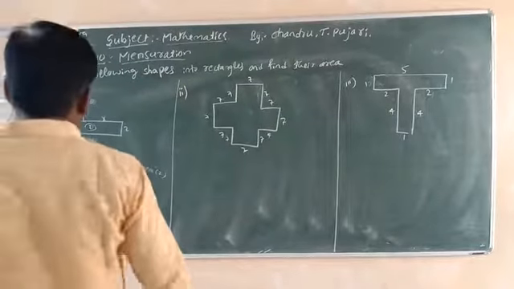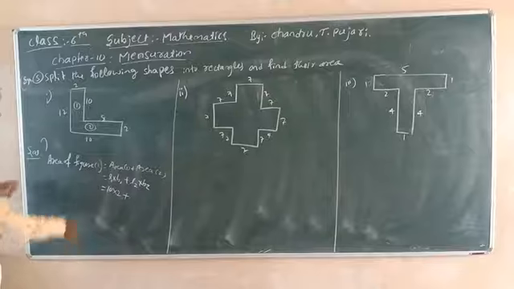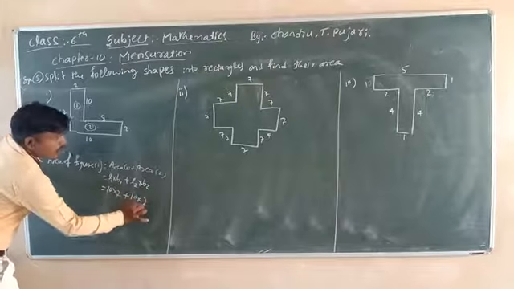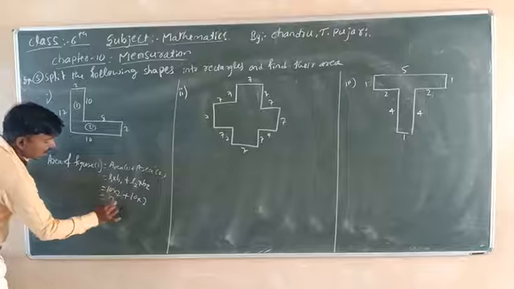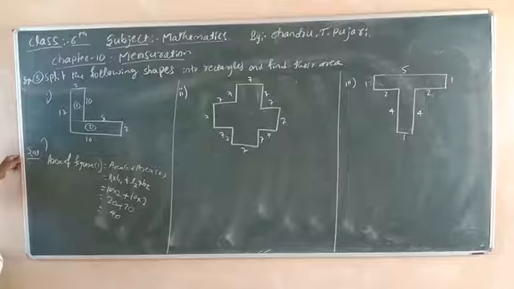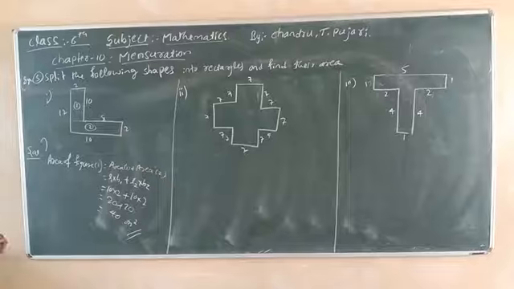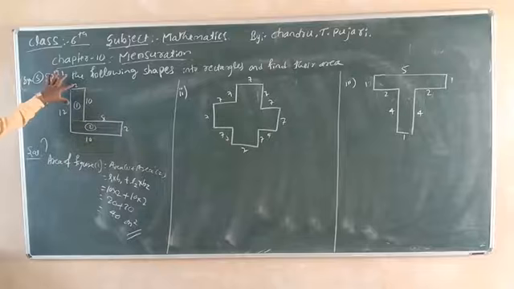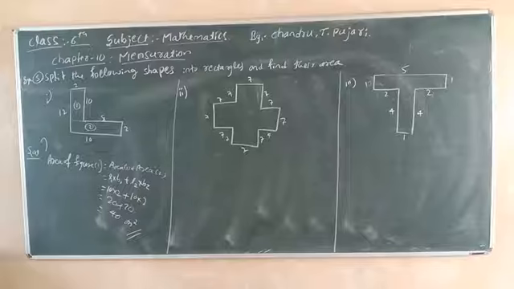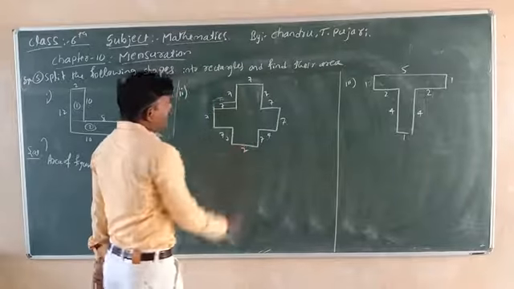In the second rectangle, the length is 10 and the breadth is 2. Therefore, 10 twos are 20 plus 10 twos are 20. Therefore, the total is 40 centimeter square, otherwise meter square. Otherwise you can also consider 12 twos are 24 and 8 twos are 16, again 40. So figure 1 is 40.